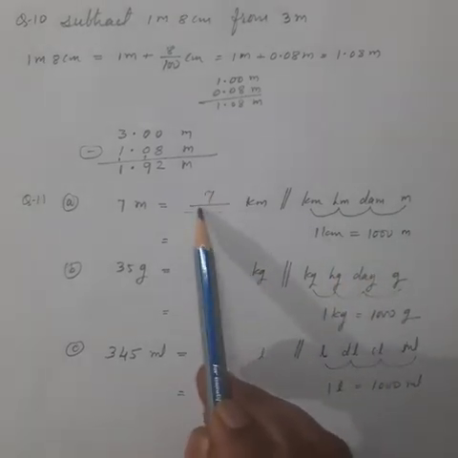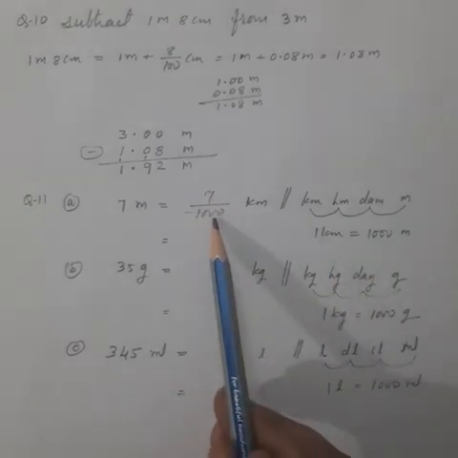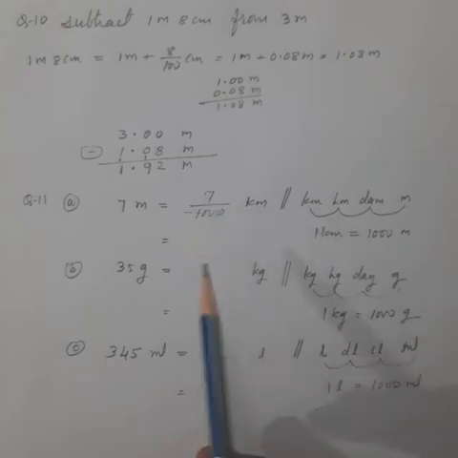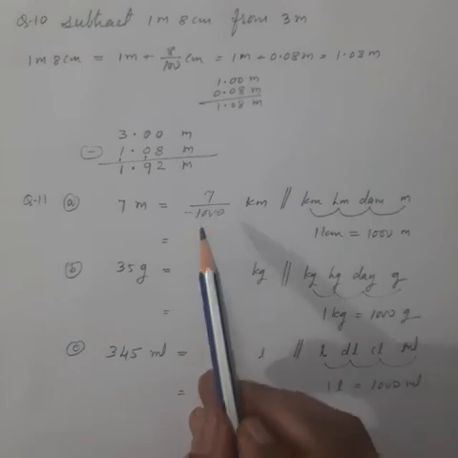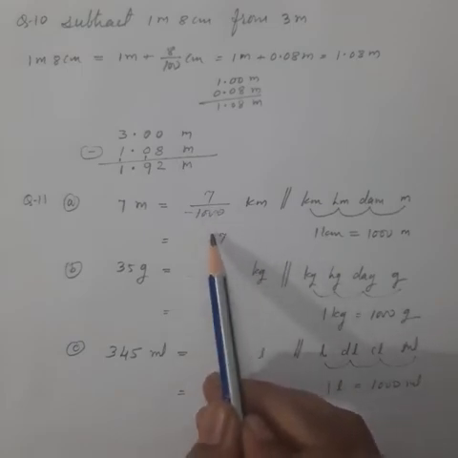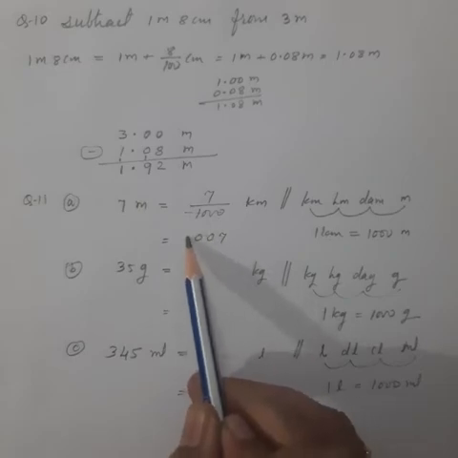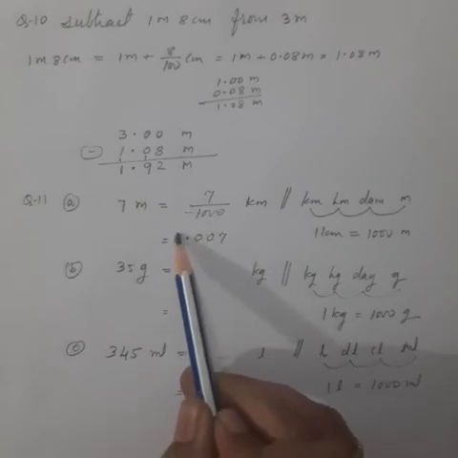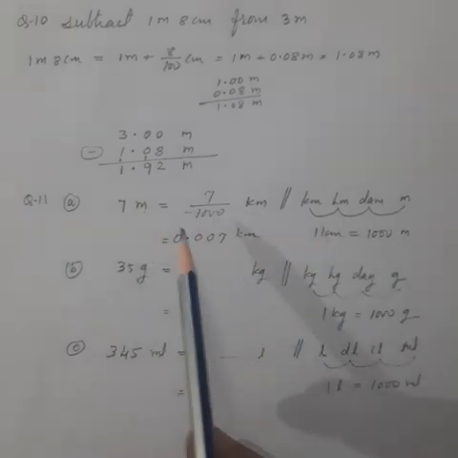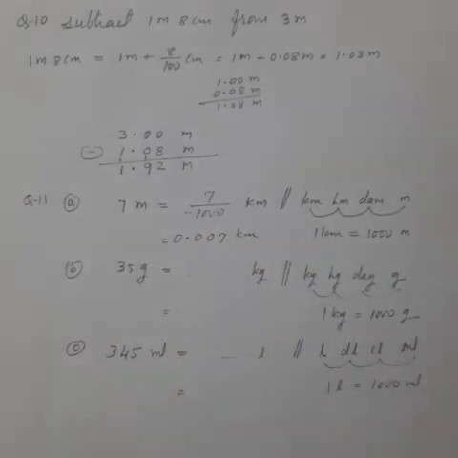7 thousandths. 1000 is in the denominator. So there are 3 places after the decimal point in its decimal form. 7. Count from right. 1, 2, 3 and give the decimal point here. 0 in the whole part. It is in kilometers. So 7 meters means 0.007 kilometers.